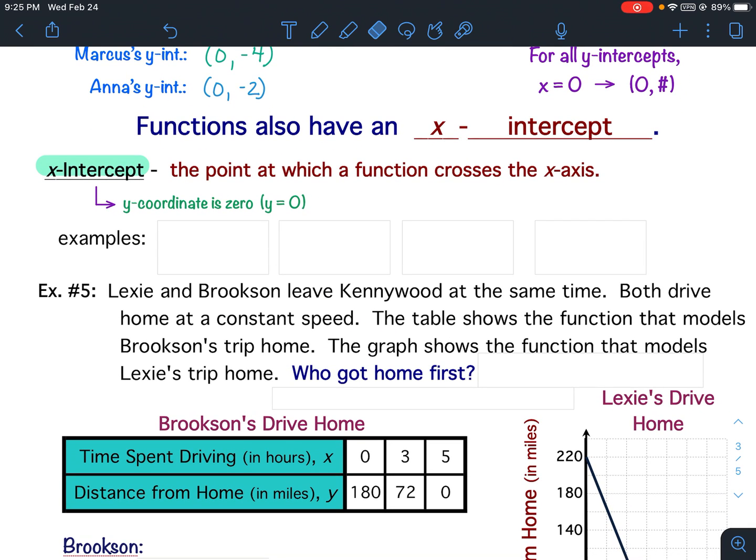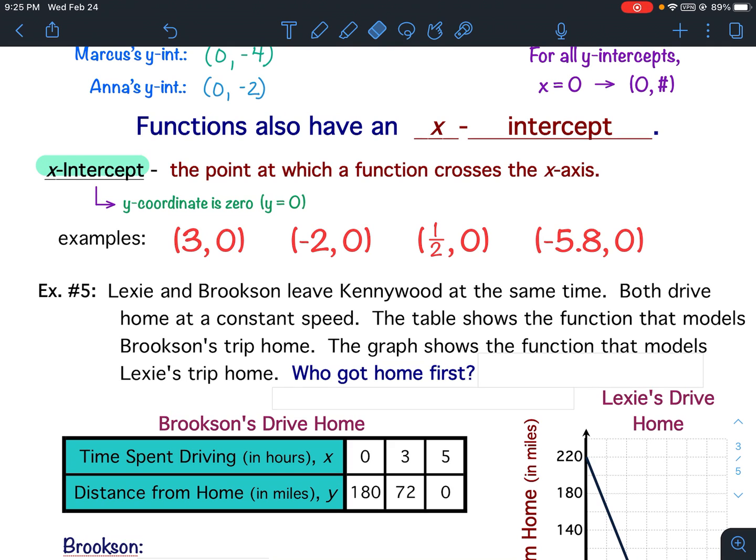Okay, so here are some examples of x-intercepts. Any ordered pair could be an x-intercept as long as the y is 0. So (3, 0) would be an x-intercept. (-2, 0) would be an x-intercept. (1/2, 0) would be an x-intercept. (-5.8, 0) would be an x-intercept. In all of these examples, y equals 0.